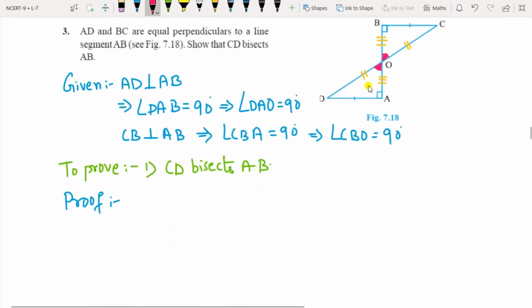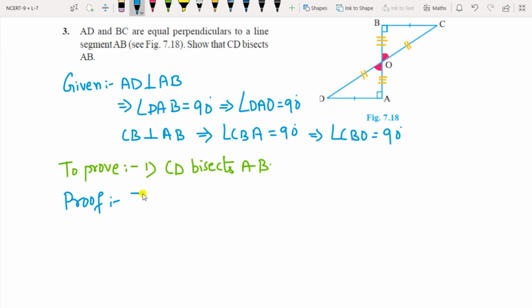Third question here. In this one, AD and BC are equal perpendiculars to the line segment AB. This is the line segment AB and AD. Okay, this one. AD and BC are perpendicular to the line segment AB. Show that CD bisects AB. So you have to show that CD bisects AB. That is, O is the midpoint that you have to show. So let us start.